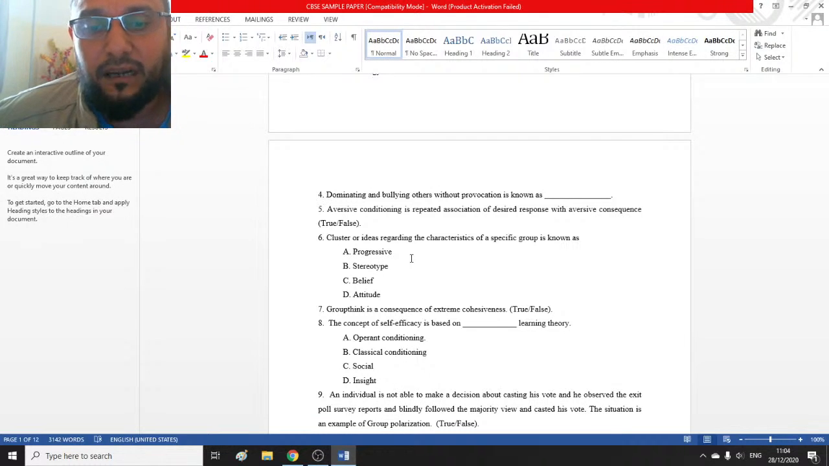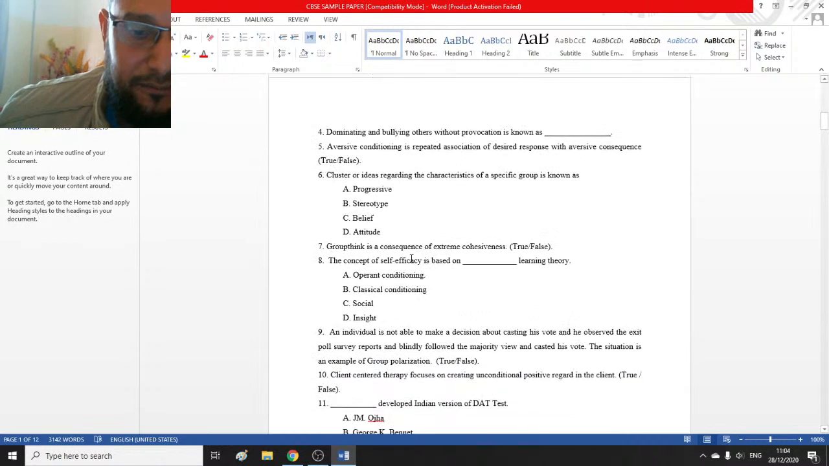Now, the concept of self-efficacy is based on dash learning theory. It is the social learning theory of Albert Bandura. Social learning theory of Albert Bandura it is.